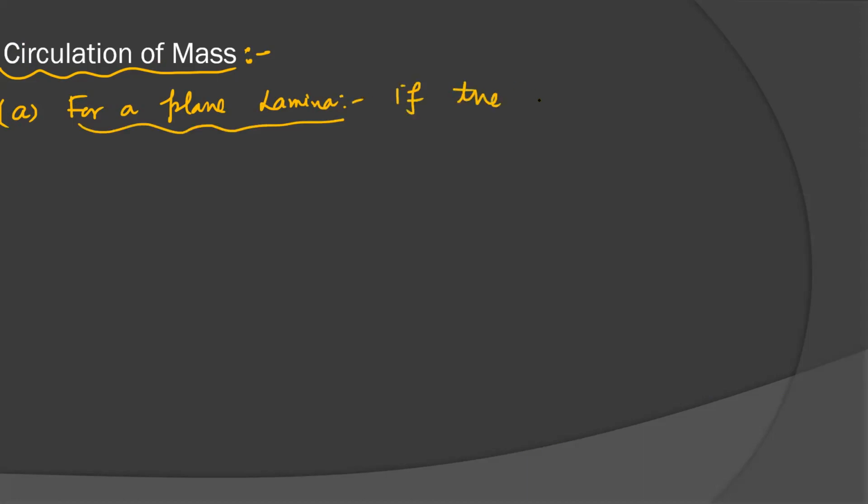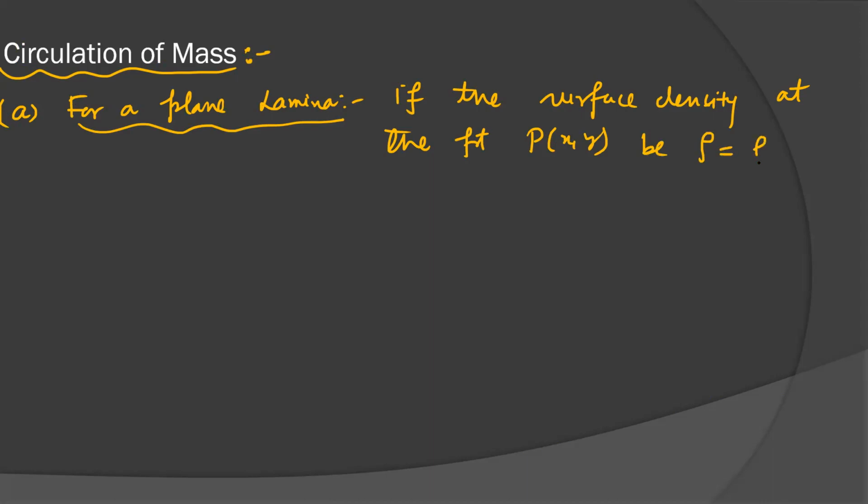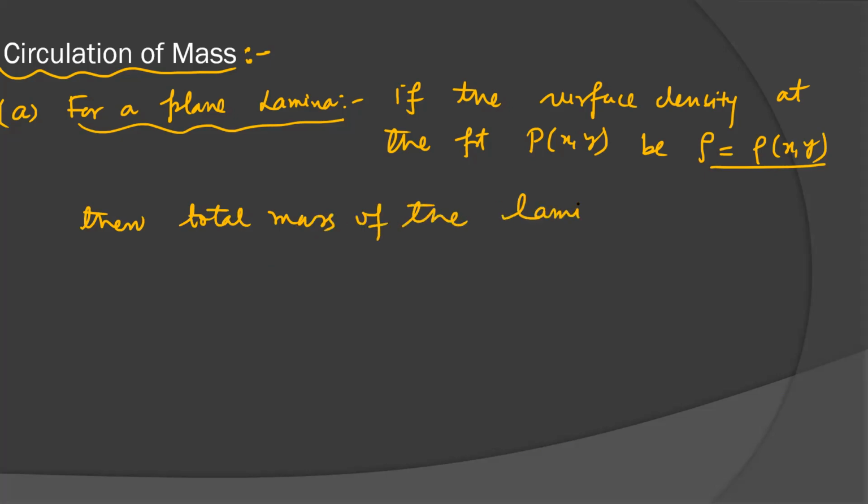If the surface density at any point P(x, y) is rho, and rho is a function of x, y, this is your density. I am taking firstly the 2 dimensional case. Then the total mass of the lamina is equal to the double integral of rho dx dy over the region of the lamina. This is the region of lamina R.